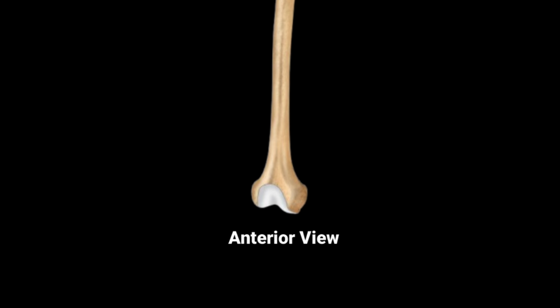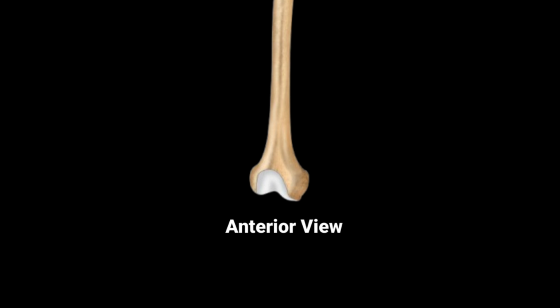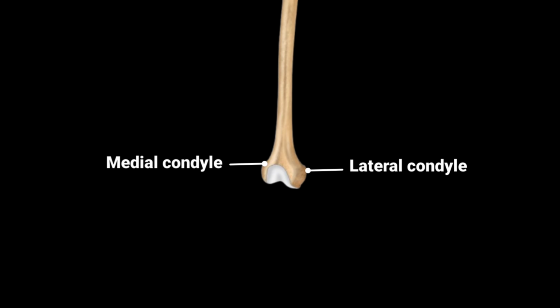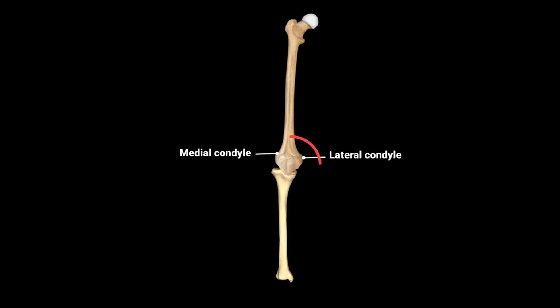The distal end of the femur is characterized by the presence of the medial and lateral condyles, which articulate with the tibia and patella to form the knee joint.